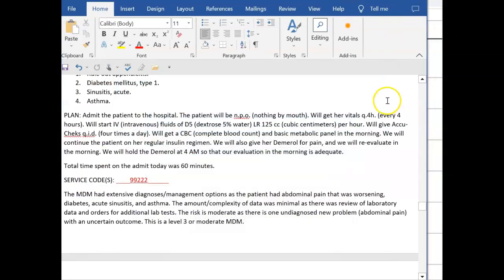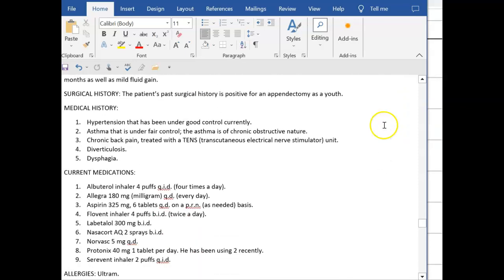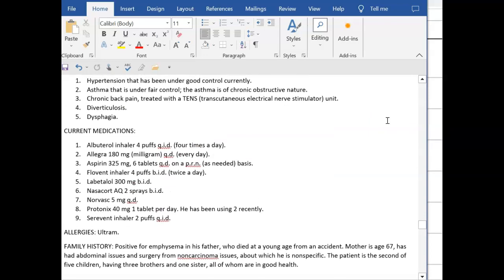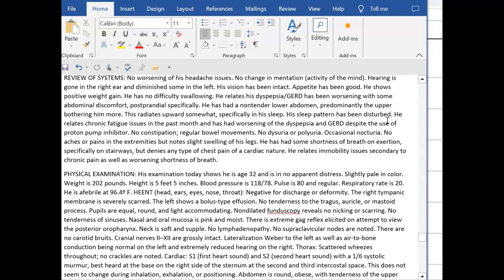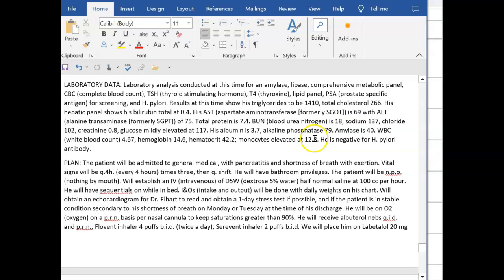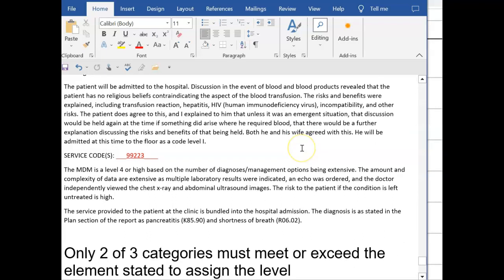All right, let's go ahead and move on to case 1-4. With this one, initial hospital care again. History is appropriate. As you can see, we have family history, social history, review of systems in the history. Now our exam is very appropriate. We have lab. Here's our plan. And then we go down to 99223, which is going to be the highest one.